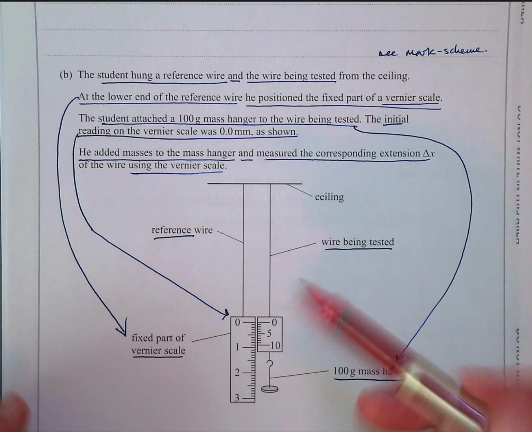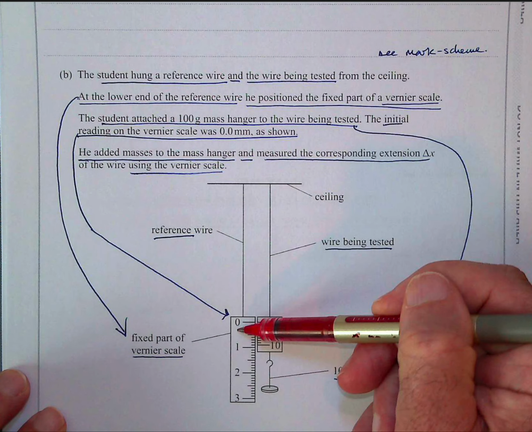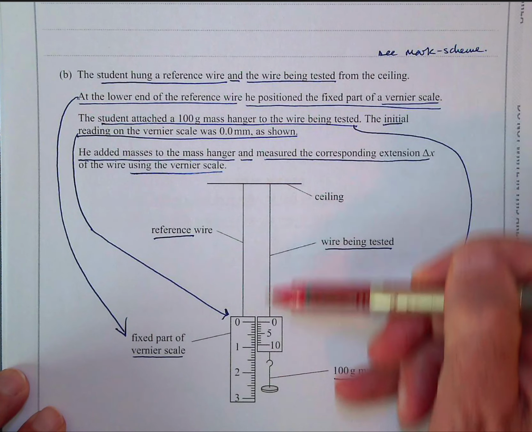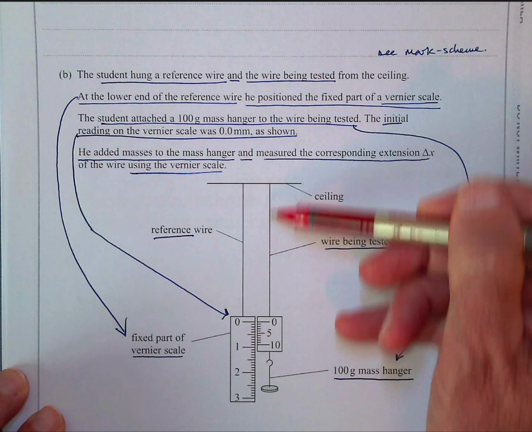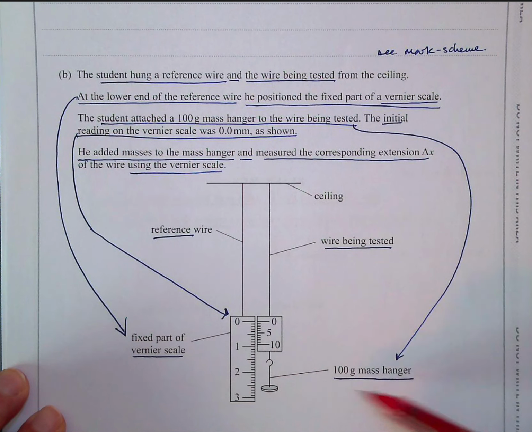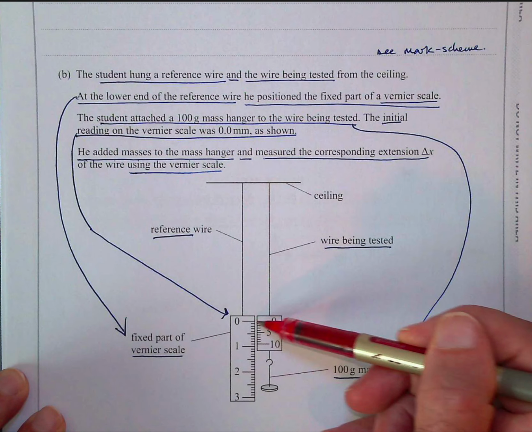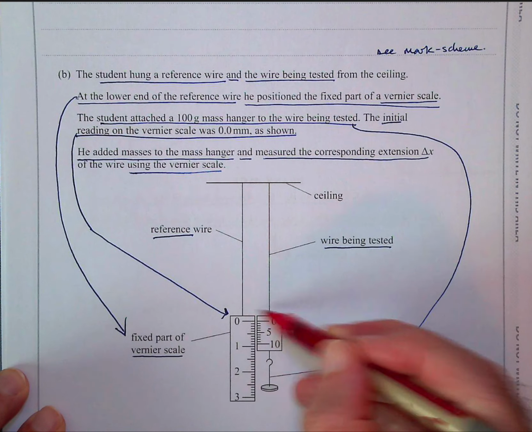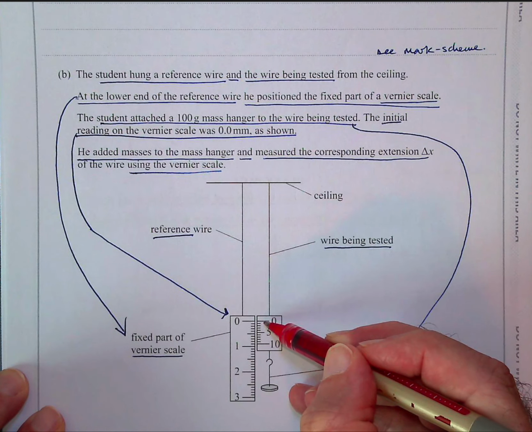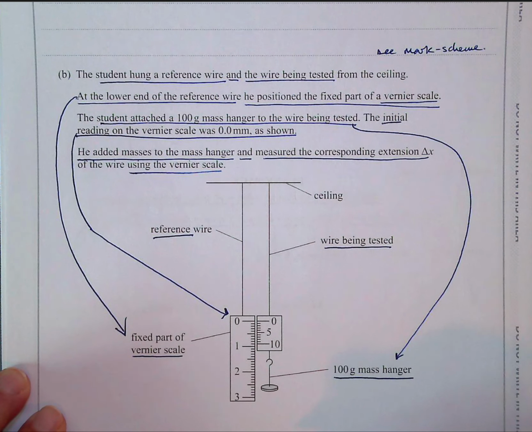But for this question, you just need to know that this is the reference wire, and then this one is where you add more weights. So as you increase the mass, this one will slide down against the starting point. There's usually an adjustment screw on this, which allows you to make sure that you're starting with the 0 lined up with the 0, so you don't have a 0 error.